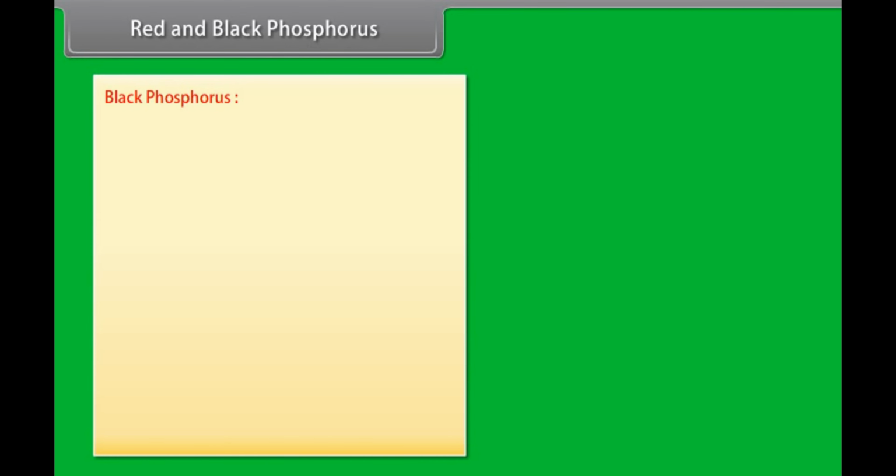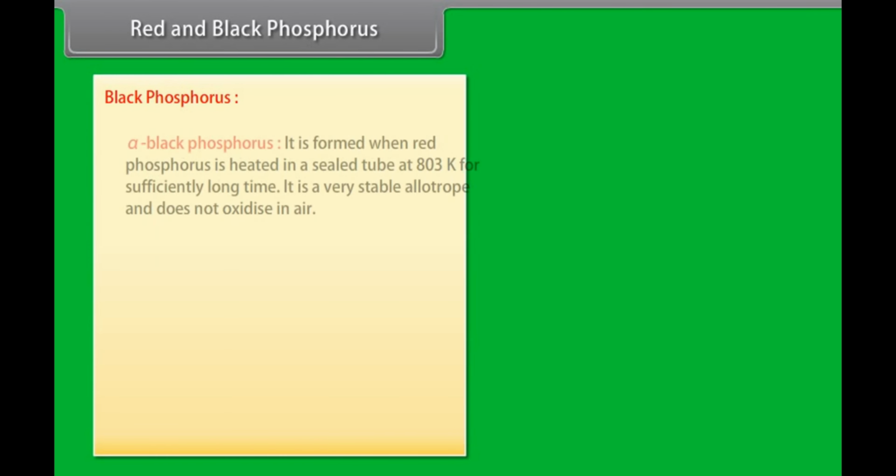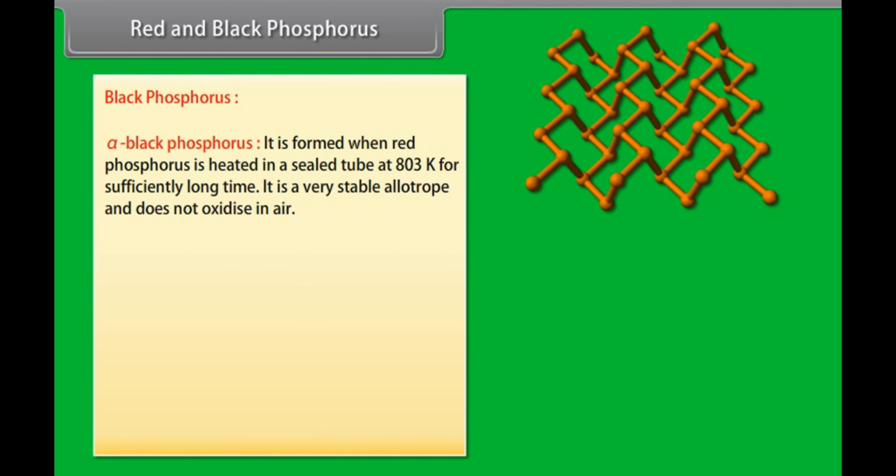Black phosphorus. It has two forms. Alpha black phosphorus. It is formed when red phosphorus is heated in a sealed tube at 803 Kelvin for sufficiently long time. It is a very stable allotrope and does not oxidize in air.